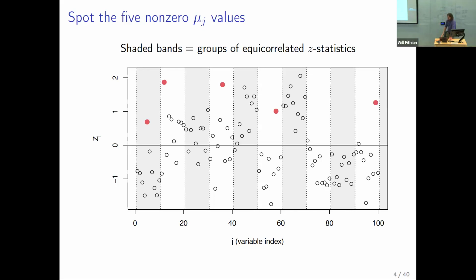So in fact, these are the 5 non-zero. BH didn't find them, but Ting found them. Ting was able to find them. So what does Ting know that BH does not know? Well, it's that the correlation is actually helping us here.